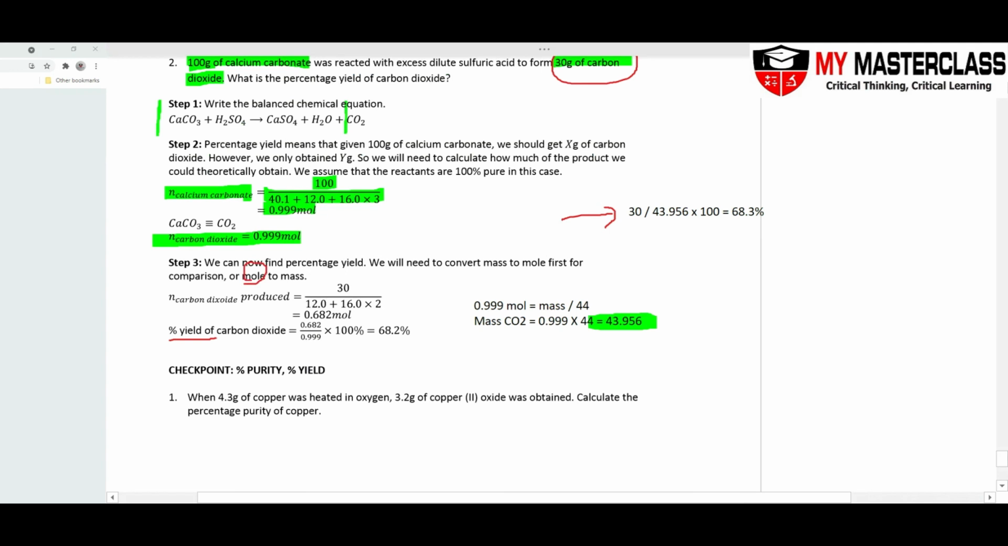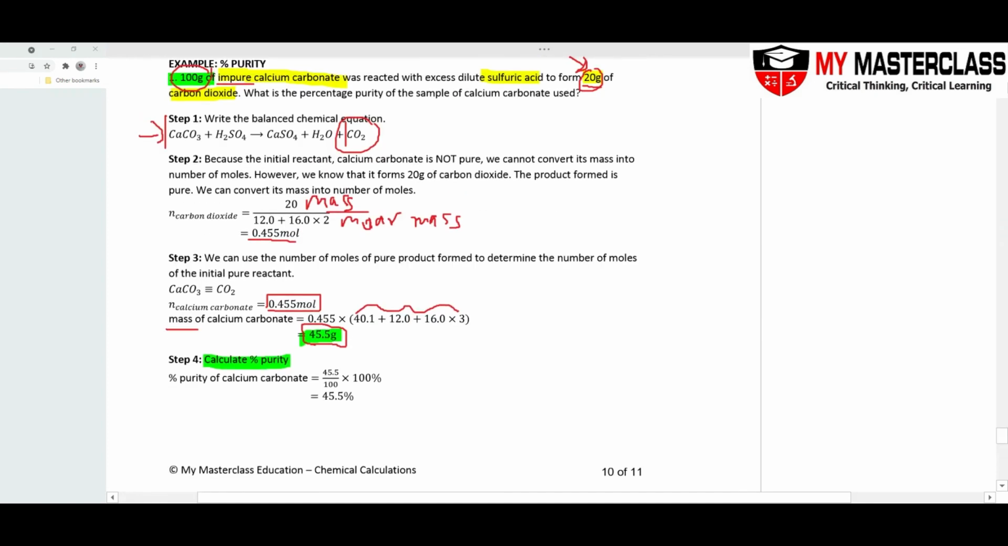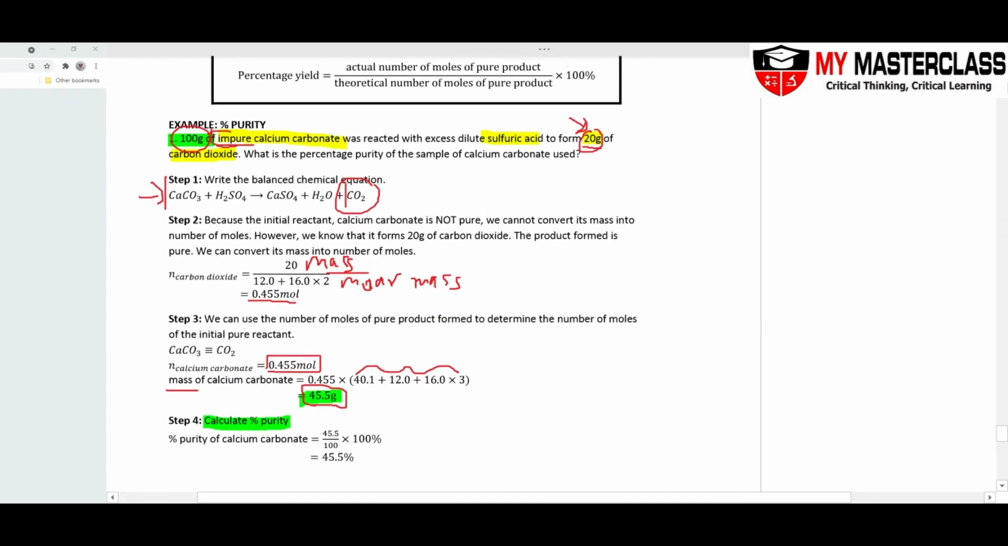Or you can use the mole to count. If I use the mole to count, 30 divided by CO2's molar mass is 0.682 moles. And then 0.682 divided by 0.999, because the mole is 0.999 that I counted based on 100 grams. You get the same answer, apart from a rounding error. So remember, percentage yield is always a small number over a big number, whereas for percentage purity, you cannot count the mole of the impure calcium carbonate. You have to count it based on whatever is pure in the question.